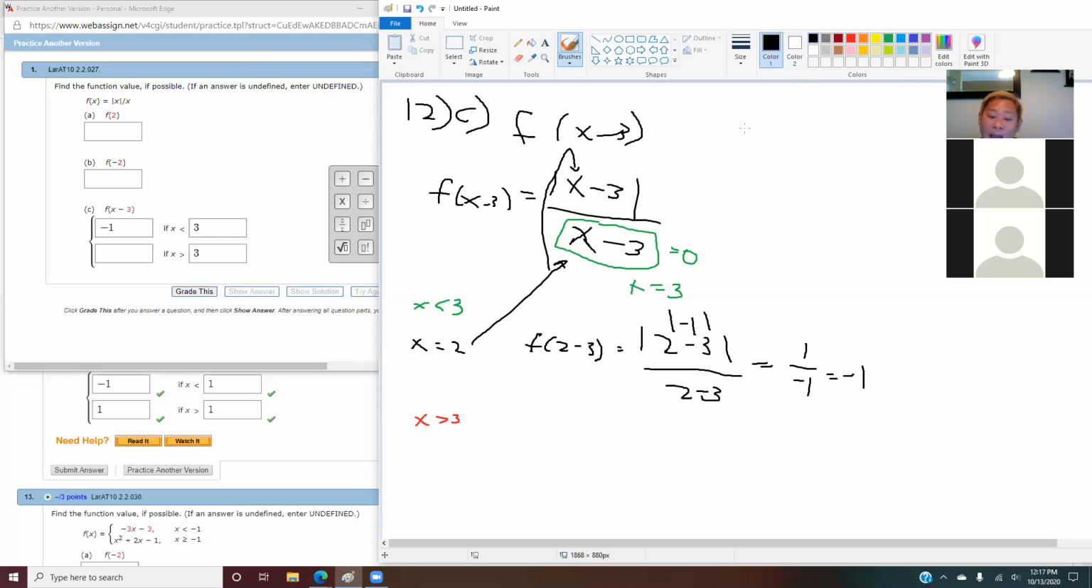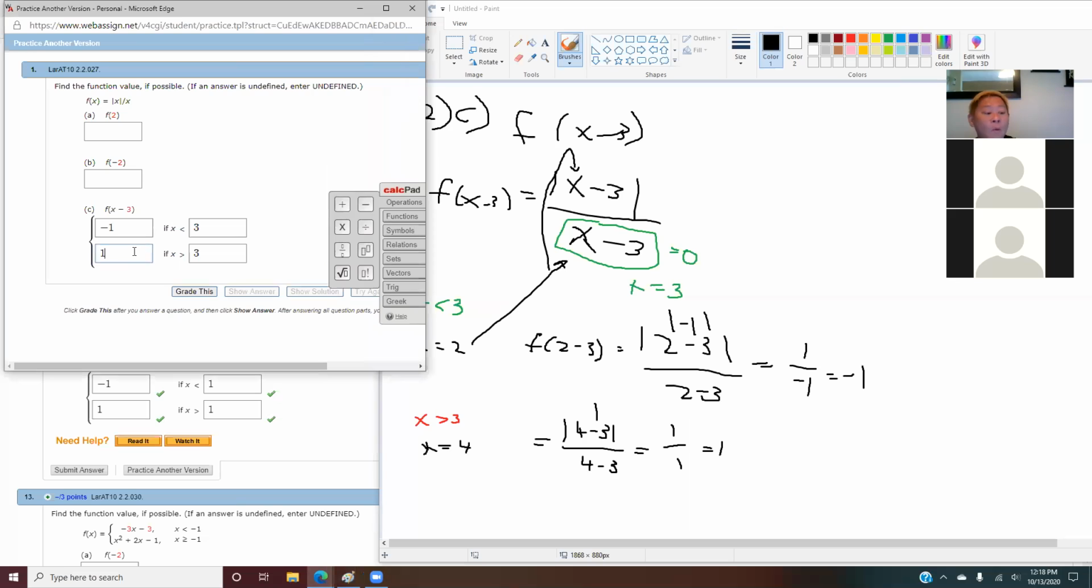So now we plug in a value here that is bigger than 3. I will use 4. So I plug 4 inside this x. I will get absolute value of 4 minus 3 over 4 minus 3. The absolute value of 4 minus 3 is 1, and absolute value of 1 is still 1. And then 4 minus 3 is 1. So this will still get 1 in this case. So this is how we do this kind of question in part C.